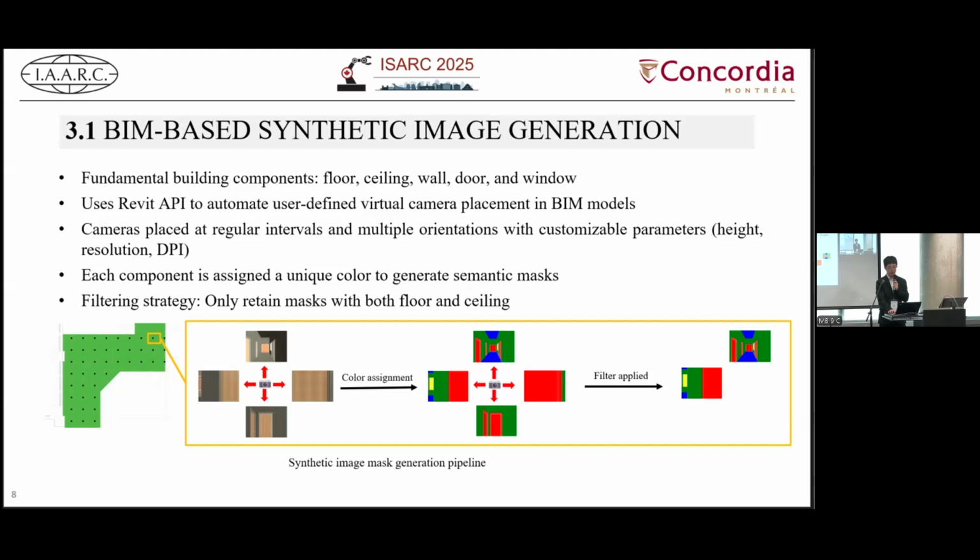First, we focus only on the stable building components, which include these 5 classes. Then we use the Revit API to automate the user-defined virtual camera placement in the BIM model. These cameras are placed at user-defined intervals and with some customizable parameters like height, resolution, and DPI. We assign a unique color to each component to generate the thematic masks. And we also apply a filter to retain masks with both floor and ceiling to enhance the quality of the database.